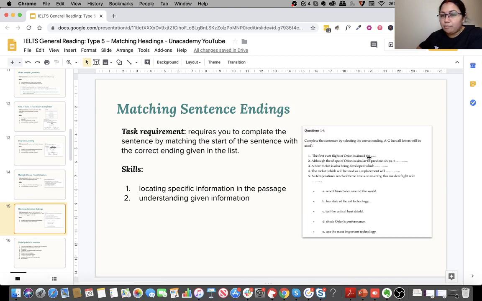And then you will also have matching sentence endings, where after you read the passage, you will be given the opening sentences, and the closing sentences are here. So you have to match the closing to the opening sentences.